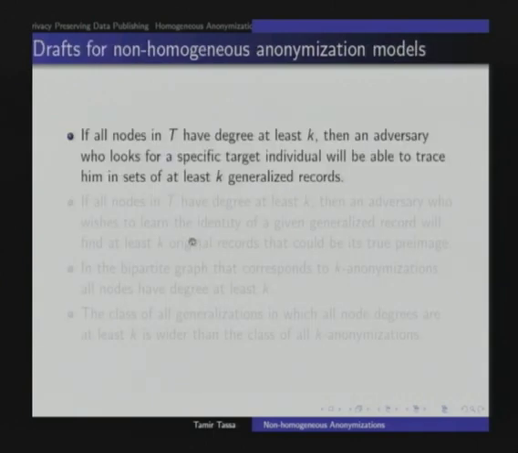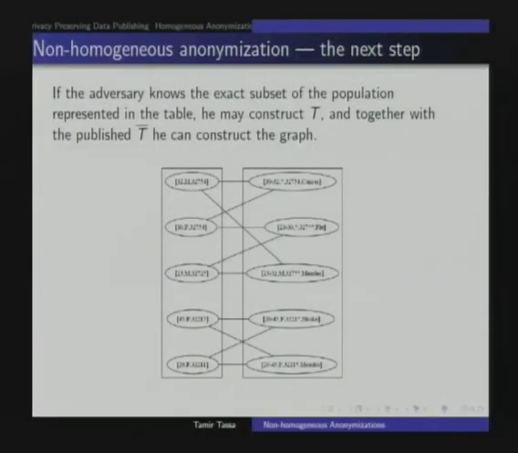Now, I will try to explain the goal that I'm trying to define. Judging by the time, maybe I will skip this slide, whose title is Drafts for Non-homogeneous anonymizations. I will skip that, and I will go to the main definition. Since the adversary knows the exact subset of the population which is represented in the table, he knows this side of the table. So he can construct this table. He also sees that table because this is the table that was published.